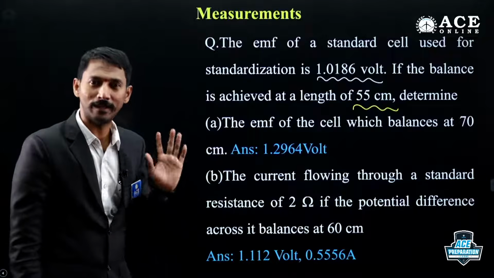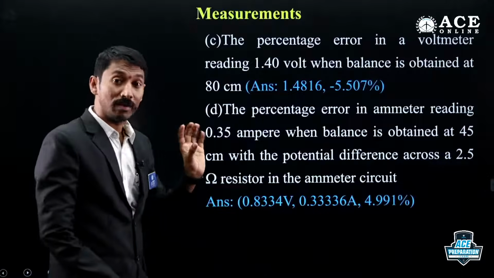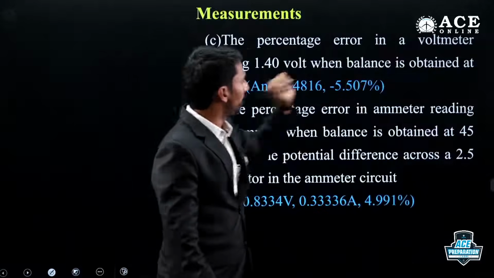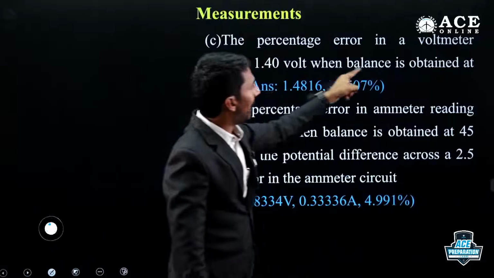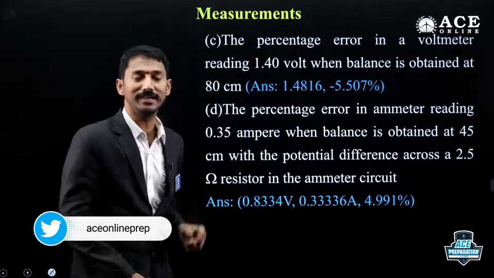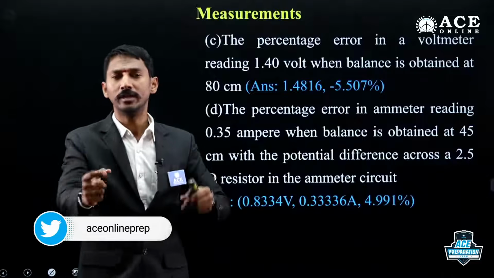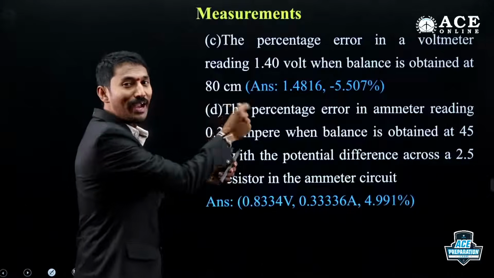Approximate value. Clear? Right. Now, the third one is the percentage error. One more step extra here. The percentage error in a voltmeter reading 1.4 volt when balance is obtained at 80 centimeter. Very important. Topic to topic, I am combining potentiometer and error analysis. Both are being combined to frame this question.